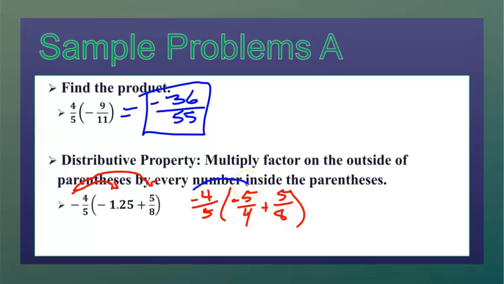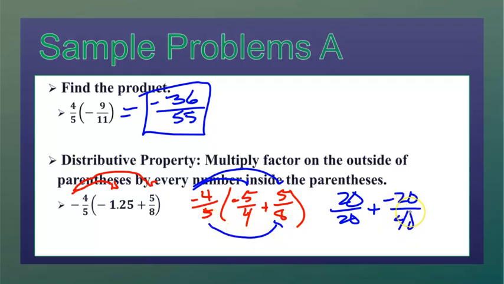Negative 4 times negative 5 is 20. 5 times 4 is 20. Then I have plus negative 4 times 5 is negative 20. 5 times 8 is 40. So right now I have 20 20ths, which would be 1, plus a negative 20 40ths, which is 1/2. So I have 1 minus 1/2, which would give us 1/2 as our answer.